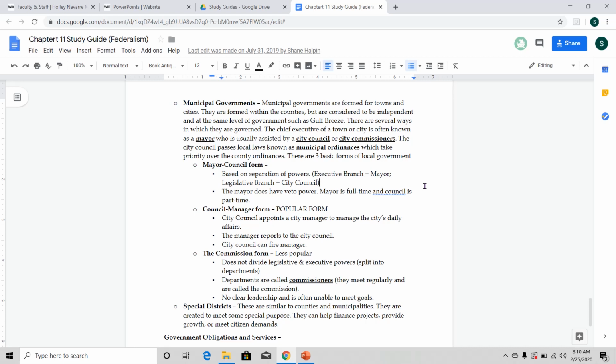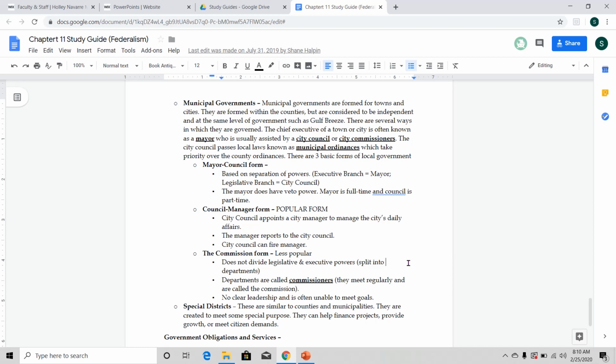So now we have to move on, unfortunately, to the less popular form, and the one that I think is a little bit more difficult for you guys to remember. And that, of course, is this commission form right here, guys. What you're going to have to know about this is, first of all, it does not divide the legislative and executive branch. Instead, it's split into departments. These departments are called commissioners, and they meet regularly and are called the commission. So collectively together, they're called the commission.